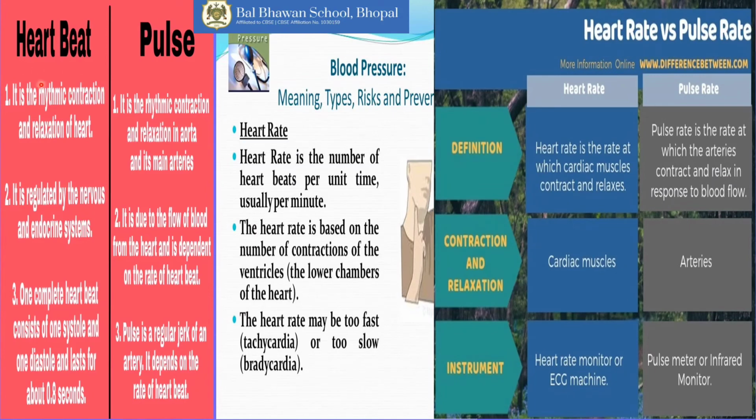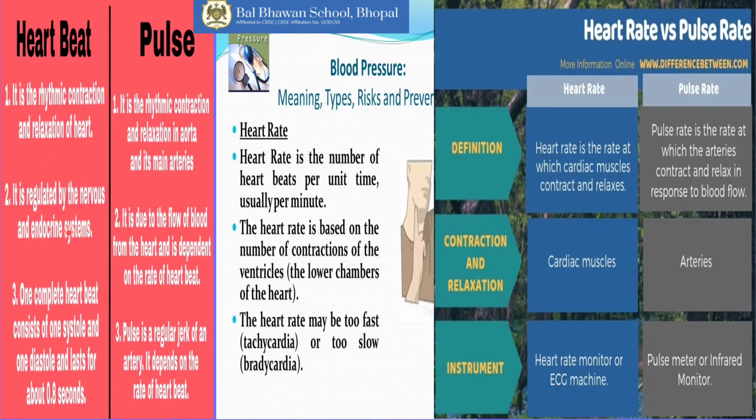Now, let us discuss heartbeat and pulse. Heart rate is the number of heartbeats per unit time. Now, what is a heartbeat as such? Heartbeat is the rhythmic contraction and relaxation of the heart. Whereas pulse is the rhythmic contraction and relaxation in the aorta and its arteries. So I hope the difference is clear. Heartbeat is the contraction and relaxation of the heart, whereas pulse is the contraction and relaxation in the aorta and its arteries.